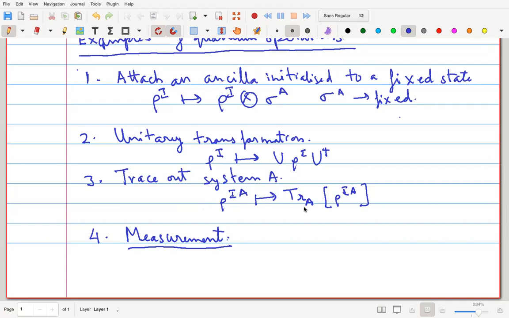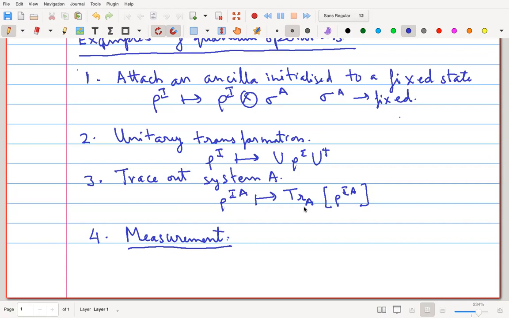Similarly, the fourth one, measurement, also corresponds to a very important thing in the laboratory. The measurement actually corresponds to, as the name says, a real measurement. So you have some electrons prepared in some quantum state, so they have some density matrix, and I want to measure some property of that. So how is this done?